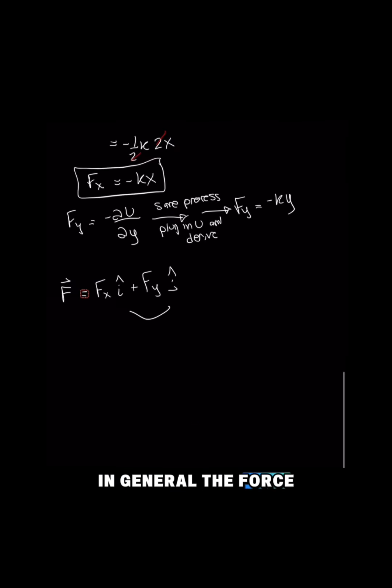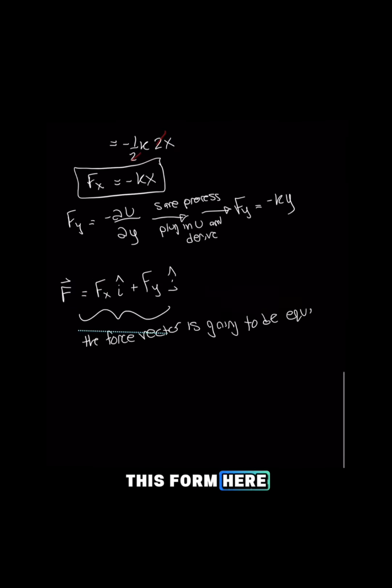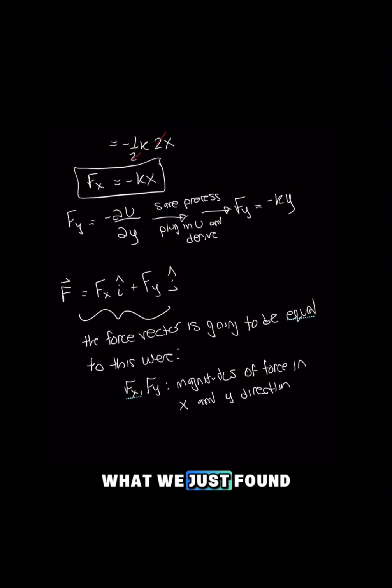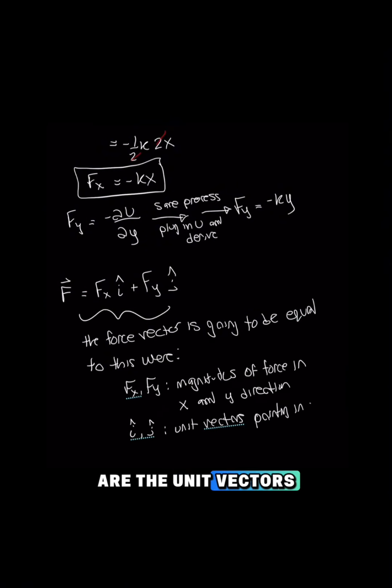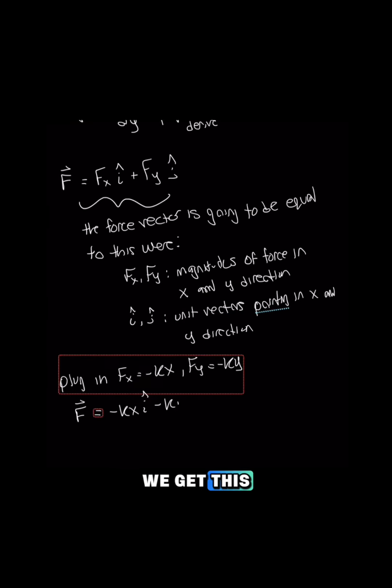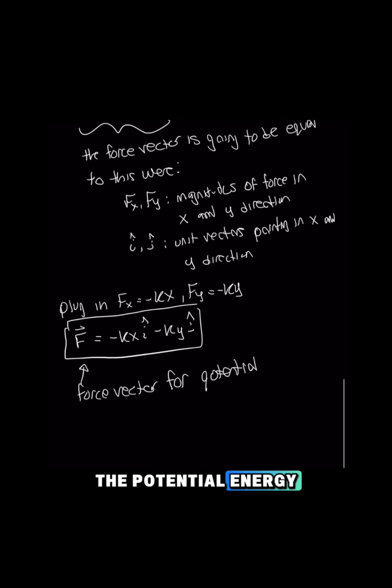In general, the force vector can be written in this form here, where F of x and F of y are the magnitudes of force in the x and y direction, what we just found, and i and j are the unit vectors pointing in the x and y direction. If we plug in the values we just found, we get this. So this is the force vector for the potential energy function given.